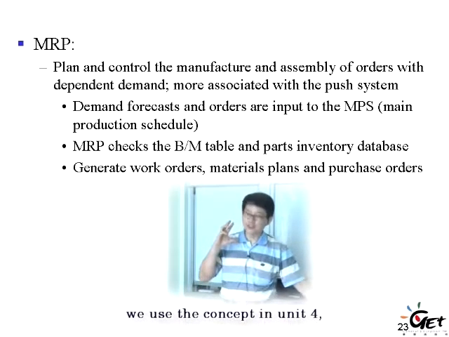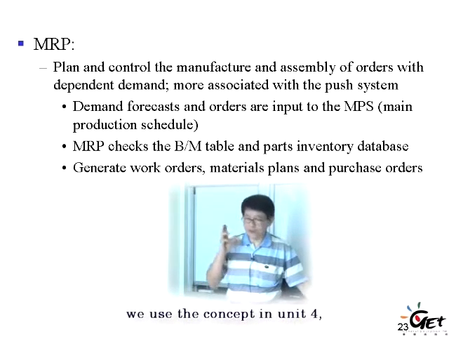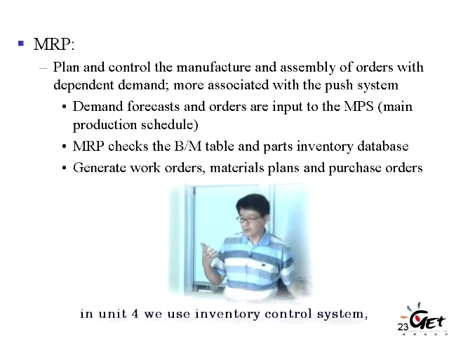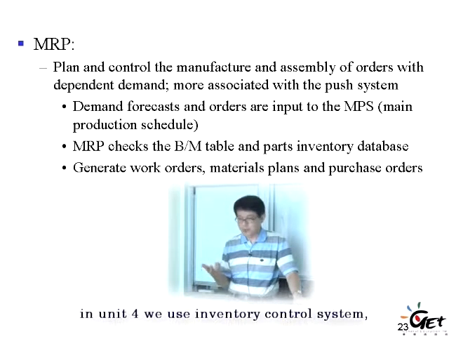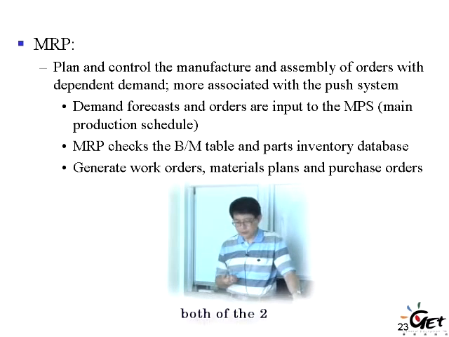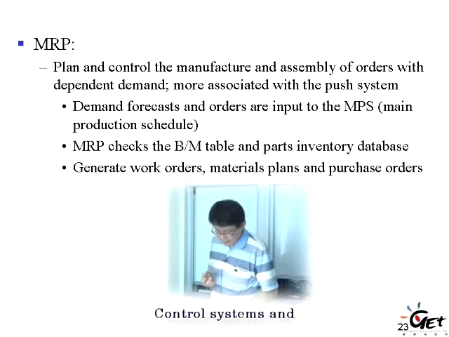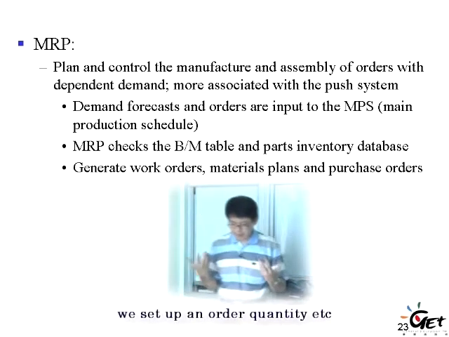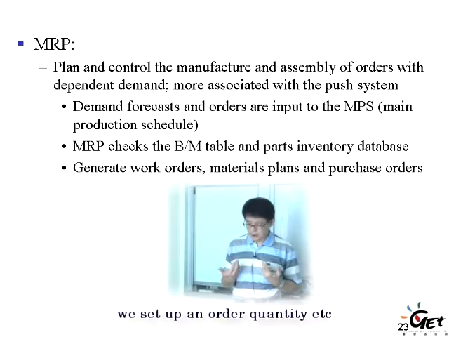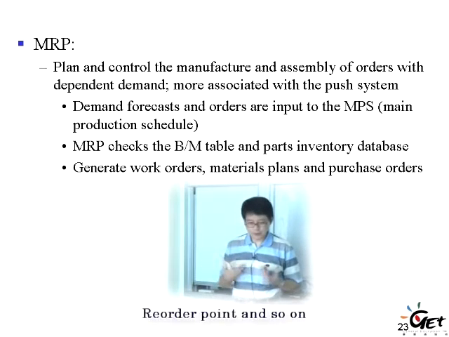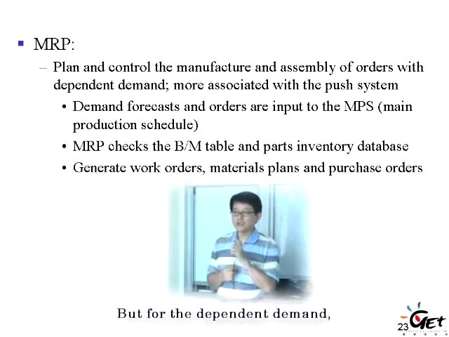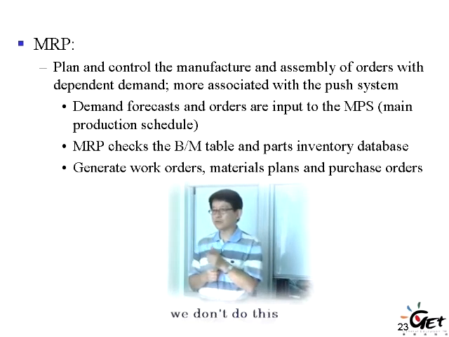We use the concepts in Unit 4. In Unit 4, we use inventory control systems, both of the two control systems, and we set up the order quantity, the reorder point, and so on. But for the dependent demand, we don't do this.